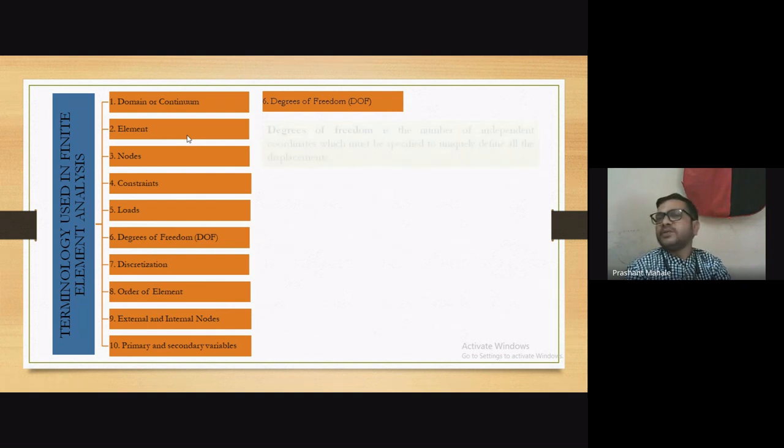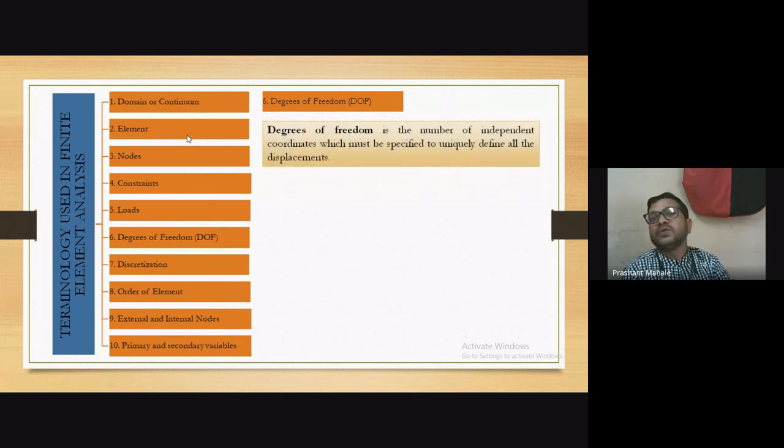Degrees of freedom is one of the terms that you know. In general, degrees of freedom is the possibilities of motion. So it is put in technical words: it is the number of independent coordinates which must be specified to uniquely define all the displacements.